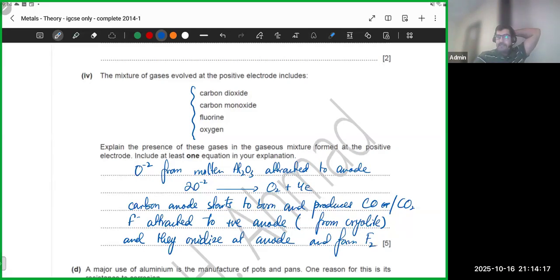That's your 5 marks. Explain the presence of these gases. So we did explain all 4 gases. Carbon anode starts to burn and produces carbon monoxide and carbon dioxide. F-1 is attracted to the positive anode. Where does it come from? It comes from the cryolite, and that also loses electrons. And where does the oxygen come in? It's coming from the molten Al2O3.